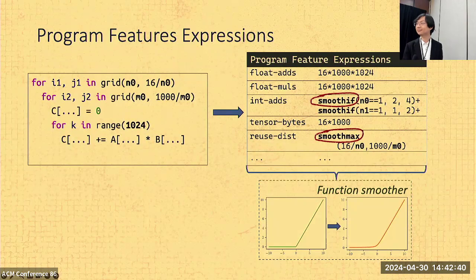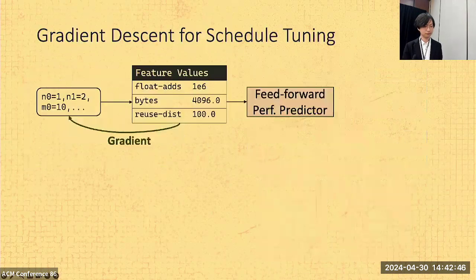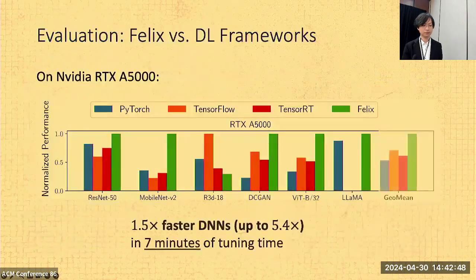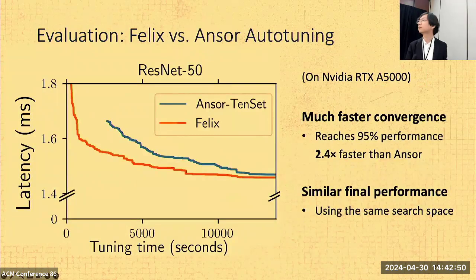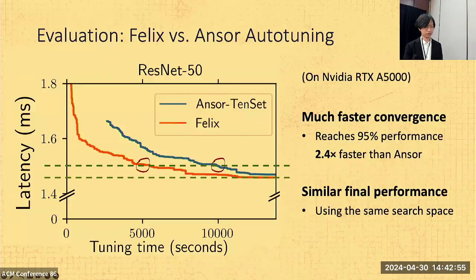Hi, nice work. Arvin from Simon Fraser. It seemed from your plot that getting the last 5% seems to take longer with your system than with Ansor. Am I reading that correctly? Can you show the next one? Yeah, it seems like getting the last 5% on the x-axis takes longer with Felix. First of all, am I reading that correctly?